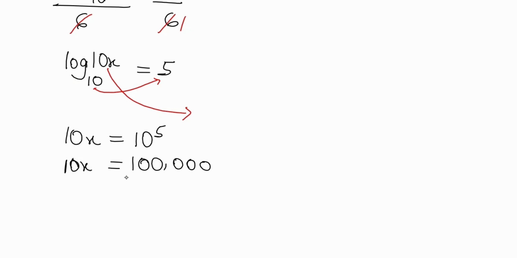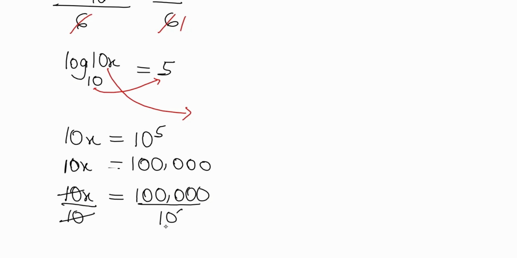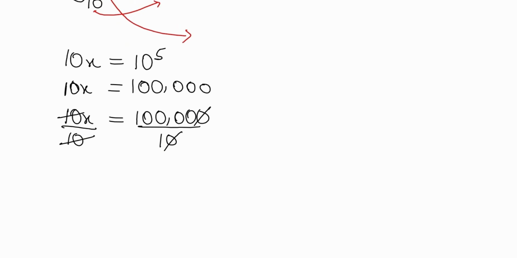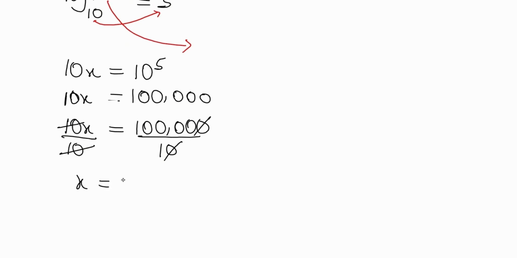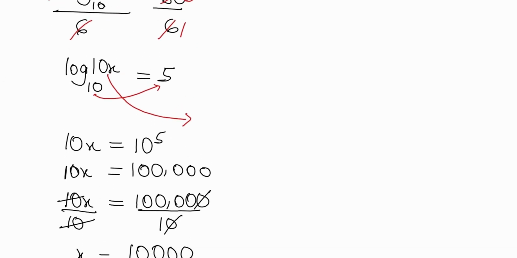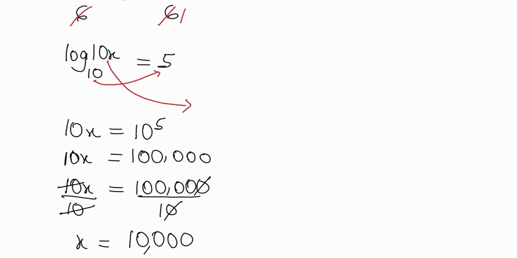Now at this point, we can see that we can divide both sides by the coefficient of x in order to find the value of x. So dividing here by 10 and also dividing here by 10, this 10 cancels that 10 and this 0 also takes away that 0, and we are left with x equal to 1, 0, 0, 0, 0. So that is 10,000, and that becomes the value of x in this equation. So if that is clear, then let's try the next example.